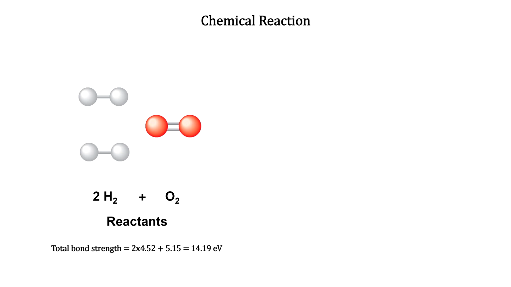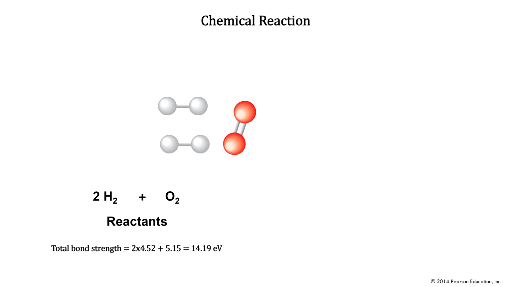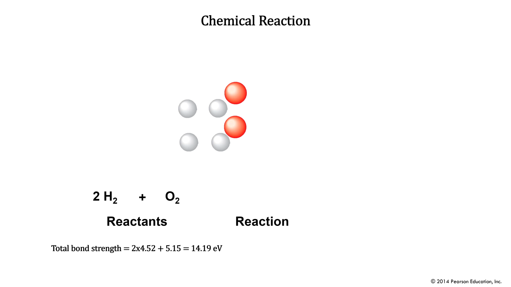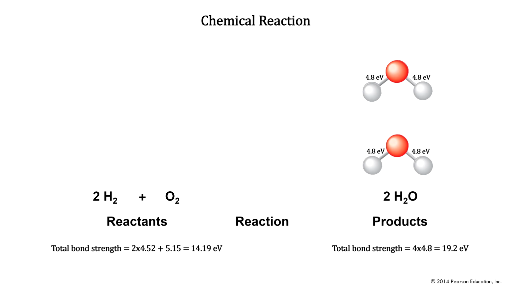The making and breaking of a chemical bond, leading to changes in the composition of the matter, is called a chemical reaction. Here's an example. We have two hydrogen molecules and one oxygen molecule as the reactants. The chemical reaction breaks the covalent bonds of both the hydrogen and oxygen molecules and reorganizes the atoms. The product of the chemical reaction is two molecules of water.